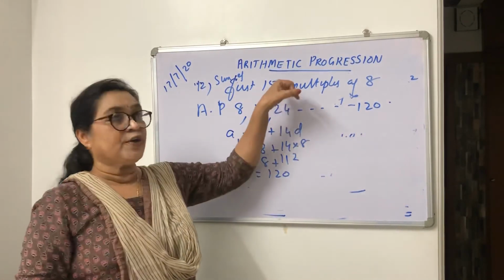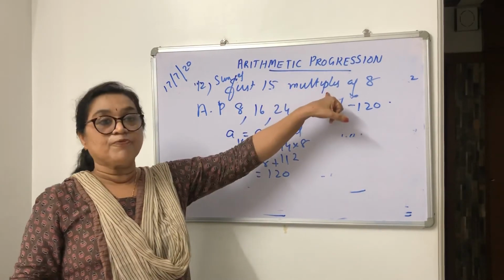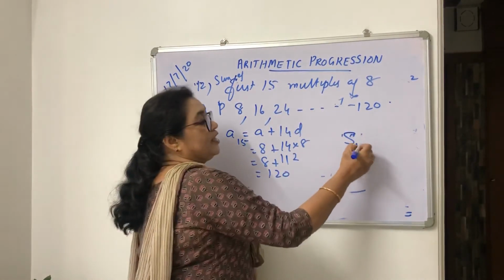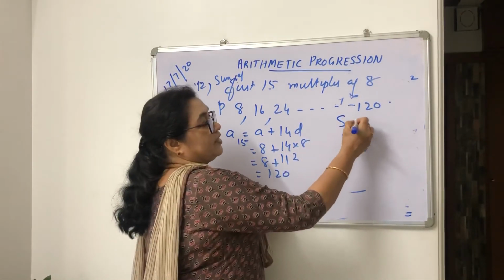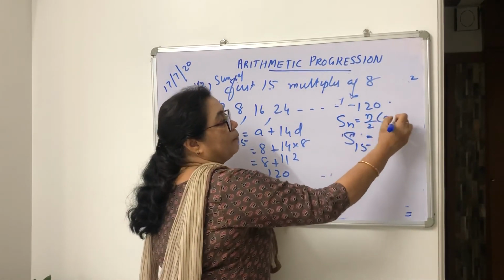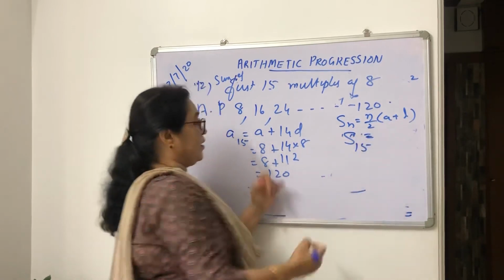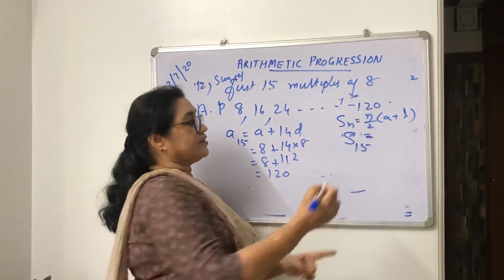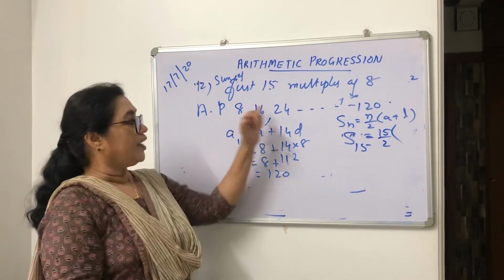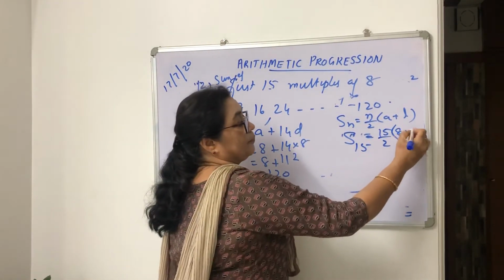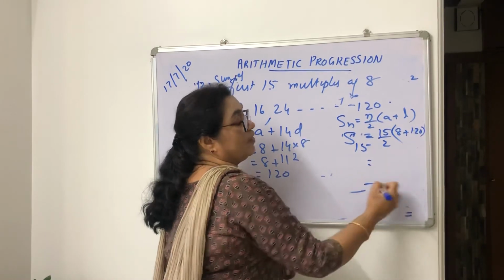Then how will you find the sum of the first 15 multiples? You have to find out S15. Same formula you should use, Sn equals n by 2 into A plus L. Here A is 8 and n is 15. So 15 by 2 into 8 plus 120. Solve and find out the answer.